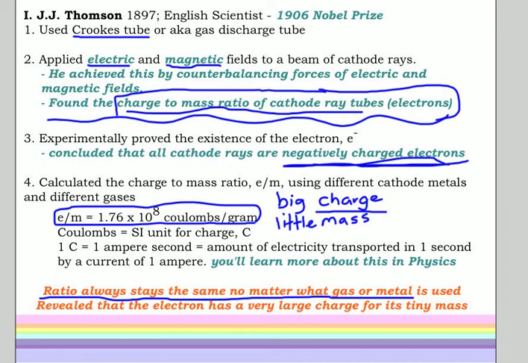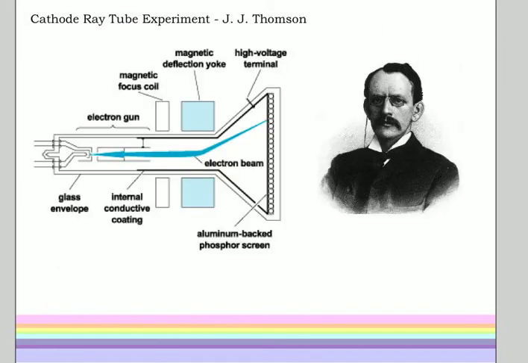All right, keep going with J.J. Thomson. So this is good old J.J. Thomson. He looks very official, very serious. And this is kind of what he did. This is another drawing of the Crookes tube. You don't have to draw it or anything.